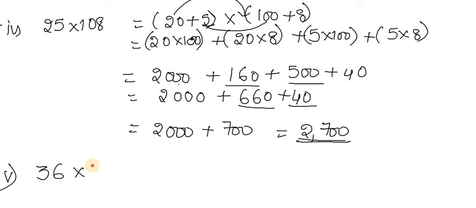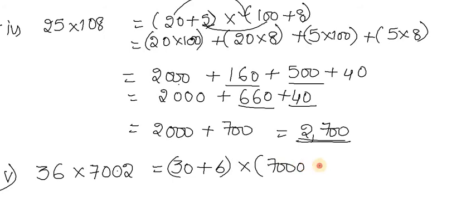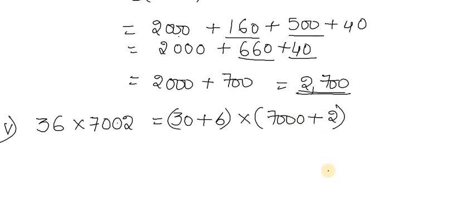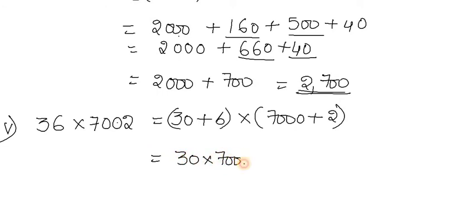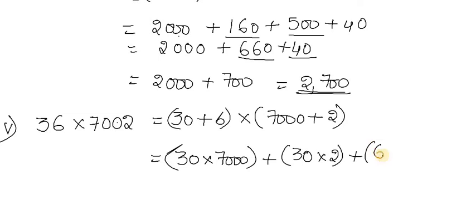36 into 7002. So okay, we will go for 7002. 30 plus 6 into 7000 plus 2. Now 30 with 7000 plus 30 with 2. Now in the same way with second digit 6. 6 into 7000 plus 6 into 2.